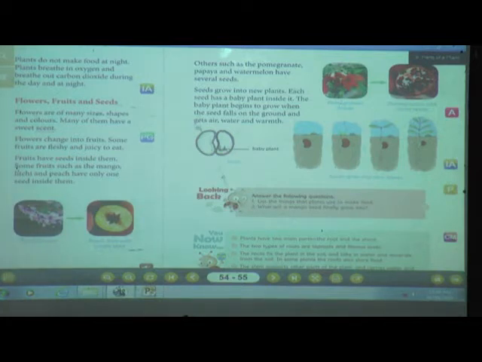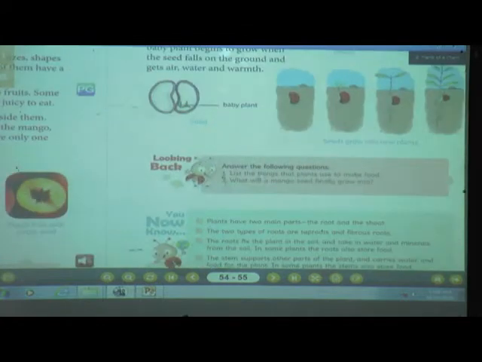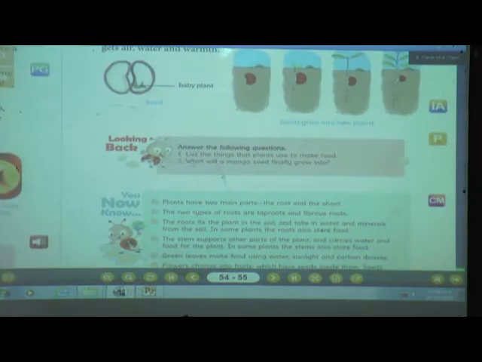Now, here they have given two questions. We will solve these questions also orally. See, what are the questions? List the things that plants use to make the food. Tell me, what are the things? Yes, very good. Plants use air, water, sunlight, and now we have studied about chlorophyll to make the food. Plants use air, water, sunlight and chlorophyll to make the food.